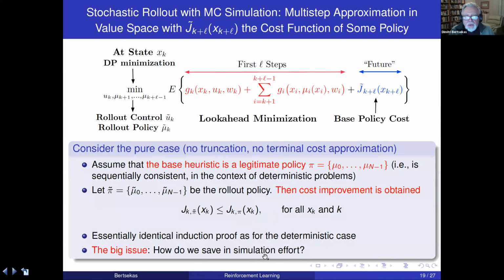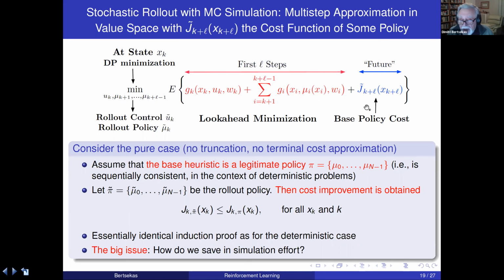Now, the big issue here is how do we save in simulation? Because the simulation here is daunting for every possible control. Let's even focus on one step lookahead. For every possible control, you have to do Monte Carlo simulation, lots and lots of sample trajectories to average, okay? And it's easy to see that this simulation can be very time consuming.